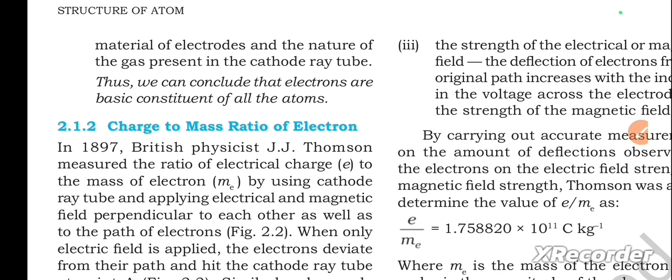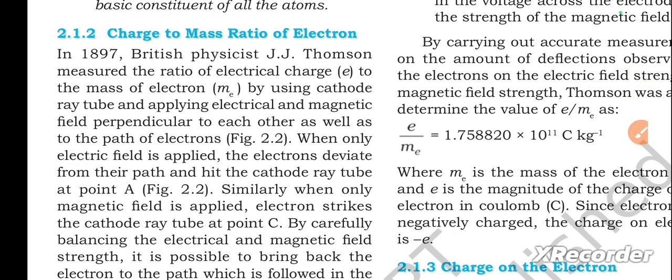Next, charge to mass ratio of electron. In 1897, British physicist J. J. Thomson measured the ratio of electrical charge e to the mass of electron me by using the cathode ray tube and applying electrical and magnetic field perpendicular to each other as well as to the path of electrons. Figure 2.2. When only electric field is applied, the electrons deviate from their path and hit the cathode ray tube at point A.